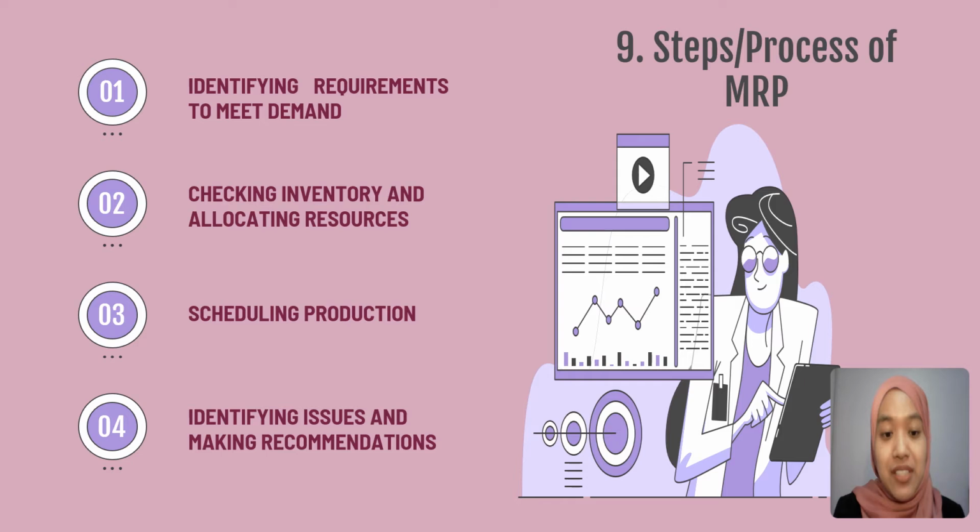The fourth step is identifying issues and making recommendations. Finally, because MRP links raw materials to work orders and customer orders, it can automatically alert the production department when items are delayed and make recommendations for existing orders. Thank you. And next, Nabila will further explain about the advantages and disadvantages of MRP.